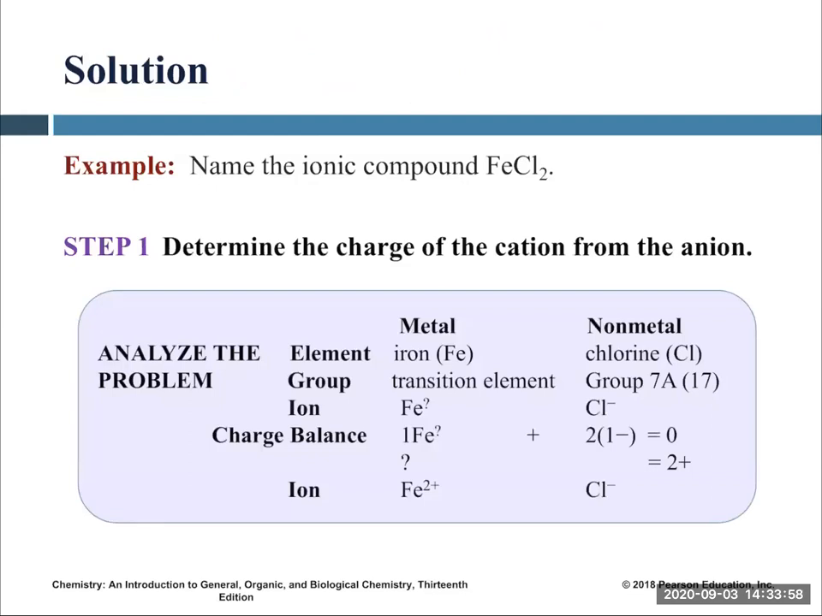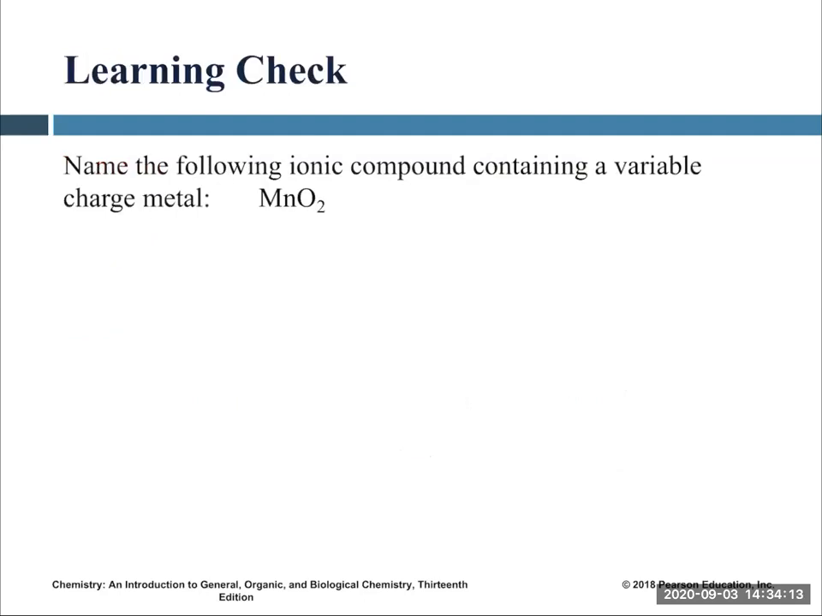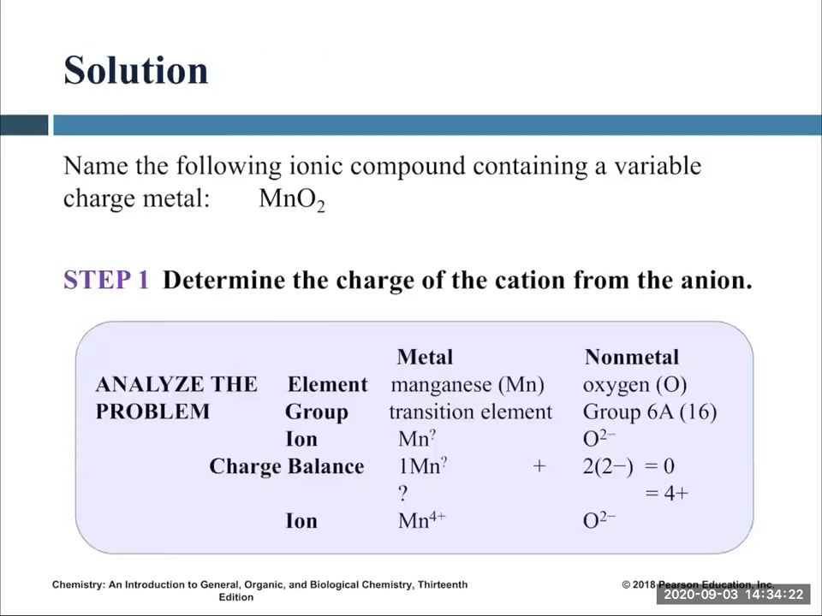Figure out the charge of the iron. The charge for the iron turns out to be 2. So the correct name would be iron 2 fluoride. Here's another one for you to try. We actually did it already. It is not manganese 2. It's actually manganese 4.